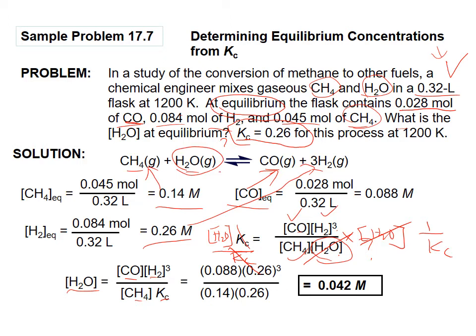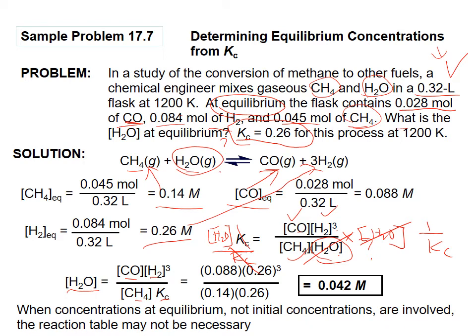So this question shows that we don't always need to use the reaction table. If we know the concentrations at equilibrium, then we don't need the table. Here we know the concentration at equilibrium for almost all of them except one. We also know Kc, and so we can calculate the concentration.